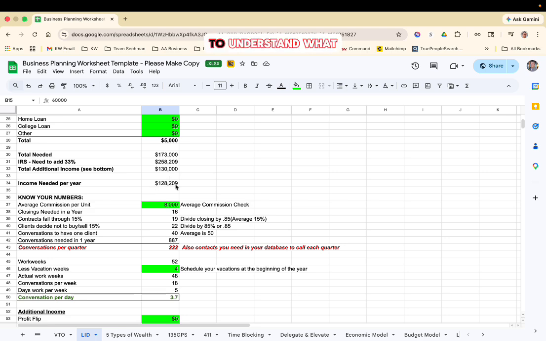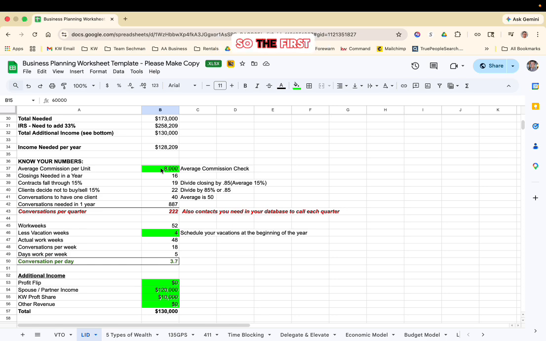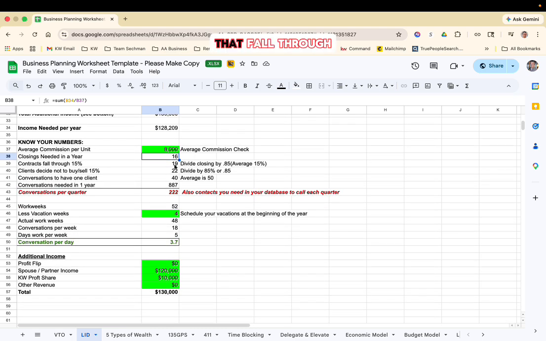Now we're going to understand what our numbers are. The first thing we have to enter is, what is our average commission per unit? This person has $8,000 as their average commission. Based on all of these numbers, it's calculated out that this person needs to have 16 closings per year in order to reach their income goal. Now we've added in 15% for any contracts that fall through, and then of course another 15% for clients who decide not to buy or sell, because let's face it, we all have fall throughs, we all have people that change their minds, right? So it's very important to include that in your numbers.